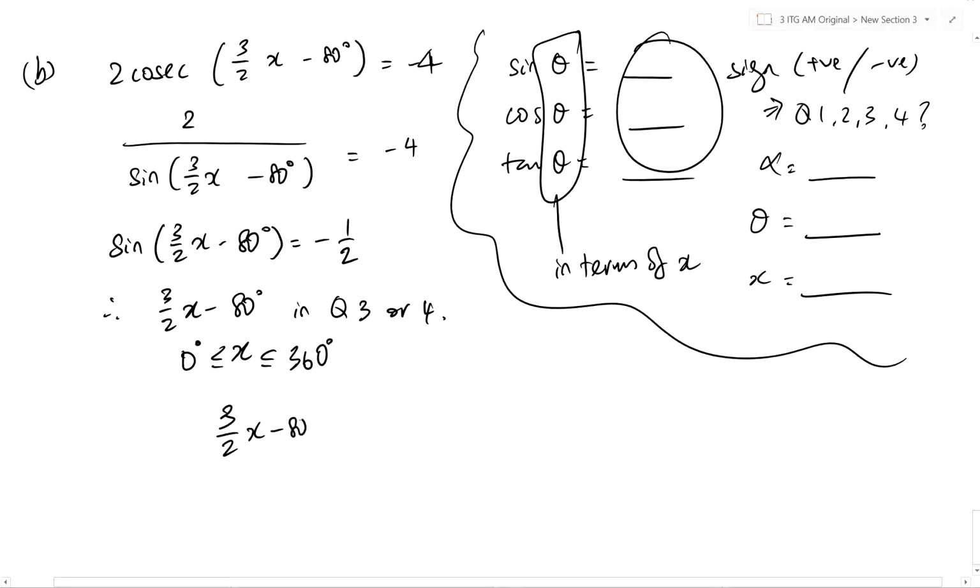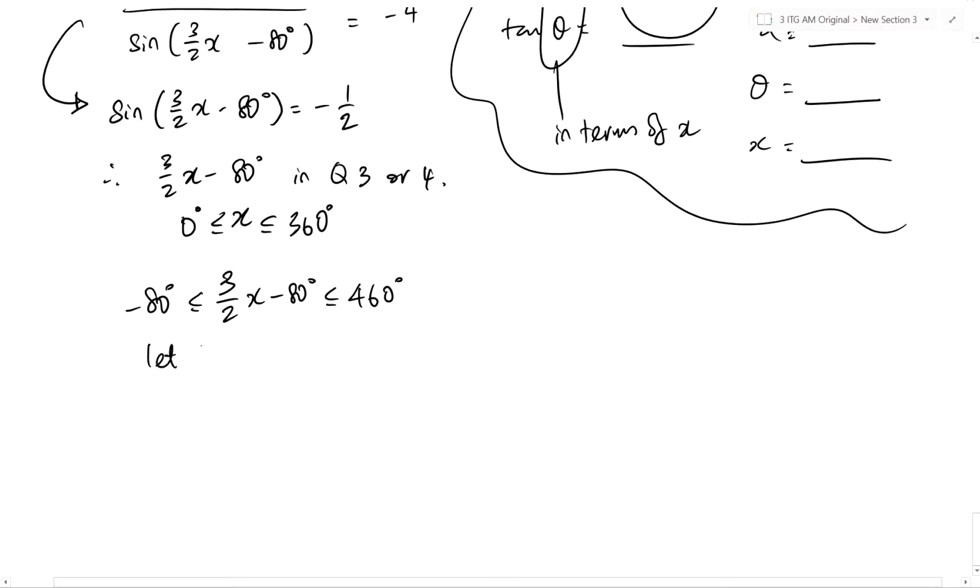3 over 2x minus 80, negative 80 degrees. Just make the denominator the subject. So this is my range of 3 over 2x minus 80. Again, let sine alpha be equals to half. Alpha is inverse sine half. What is the angle? Have you all memorized already? 30 degrees, right?